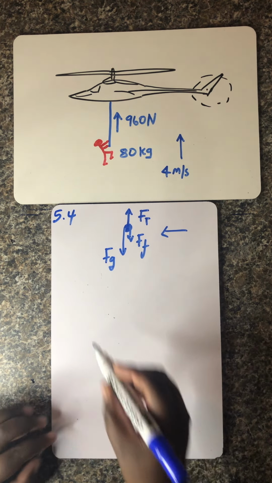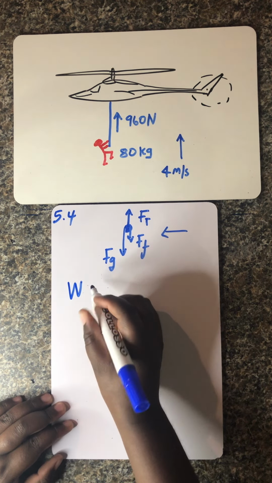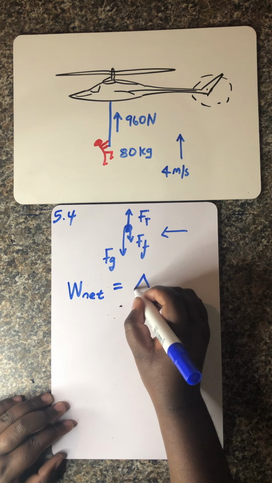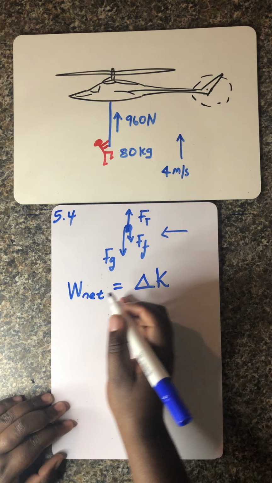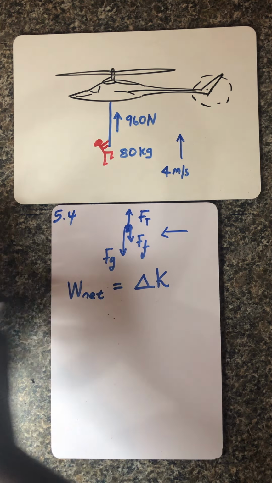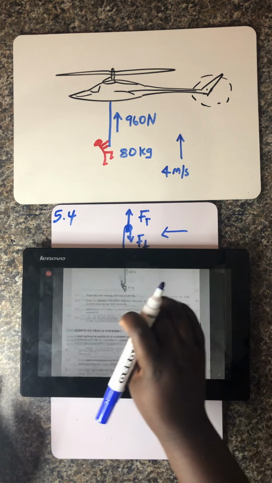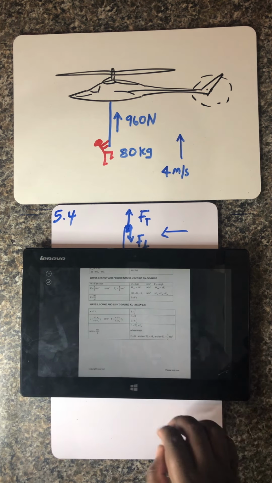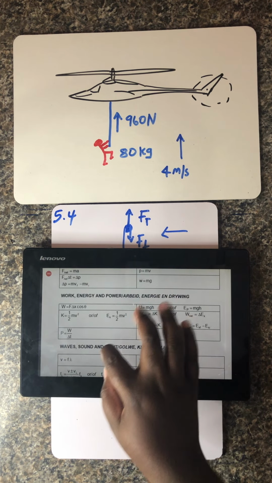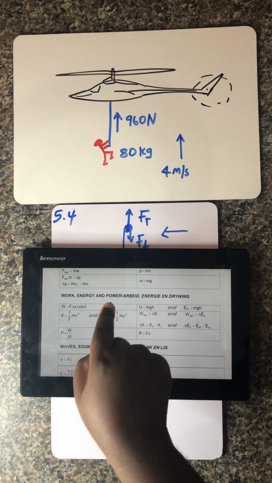Ladies and gentlemen, we are using the work energy theorem. I've just explained to you that on the formula sheet, you're given these formulas. Let me just check exactly where that formula is. This is the chapter that we're dealing with: work, energy, and power.